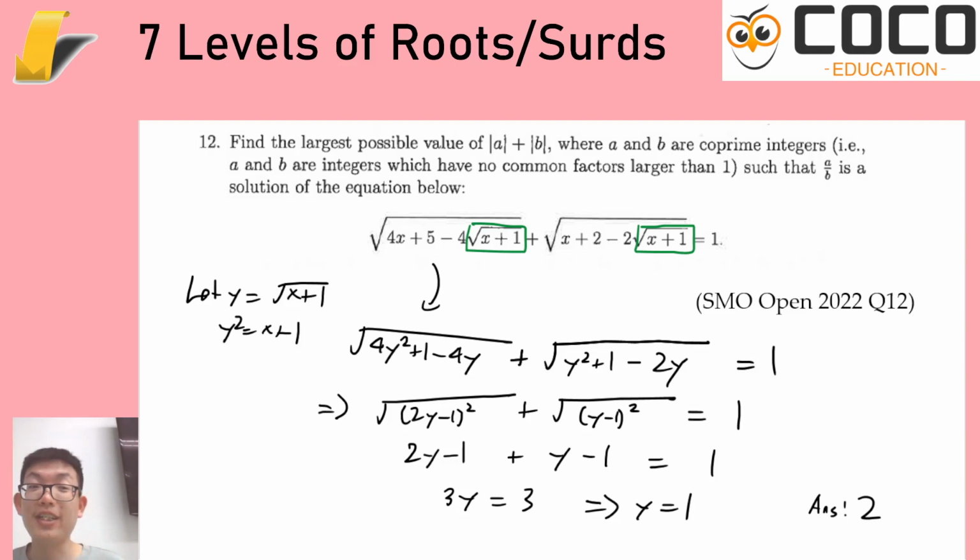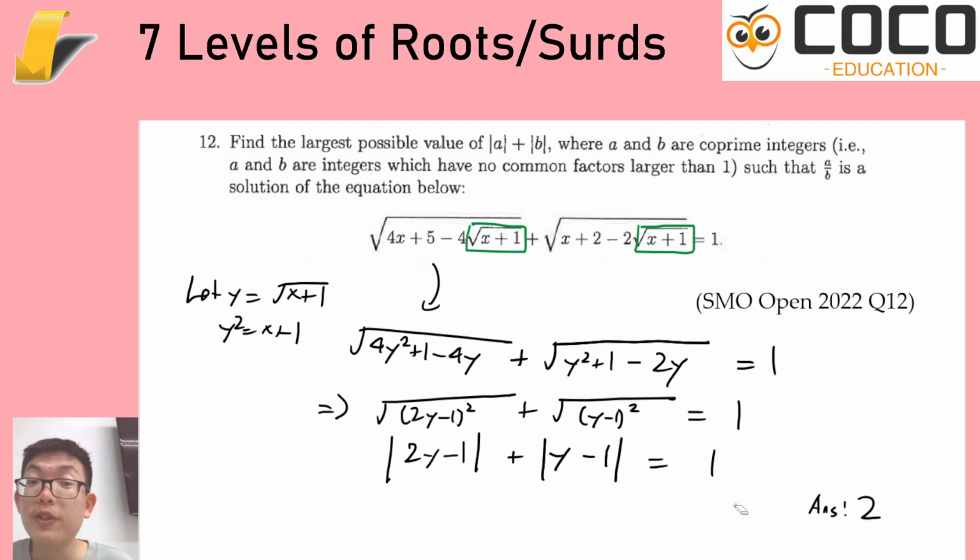We are back to the same thing again, which is, are you sure that you can square root the square like this? We have a missing absolute value, so can't celebrate too prematurely yet. This is actually the equation that we should be dealing with. 2y minus 1 plus y minus 1, both in absolute value, sum to 1.